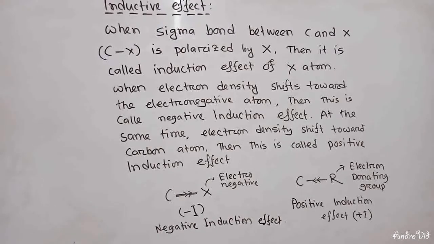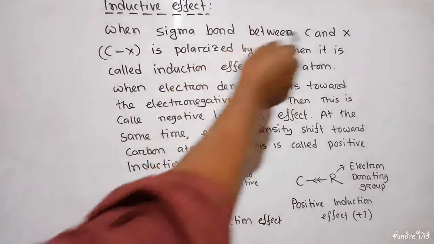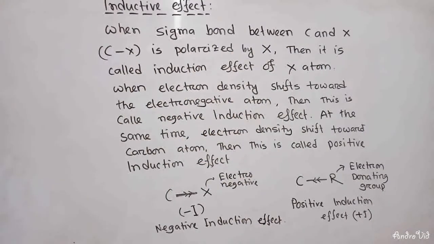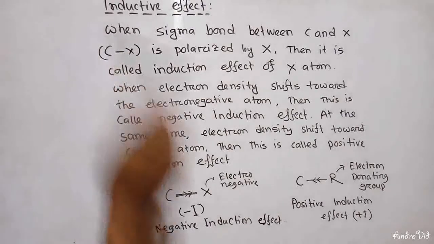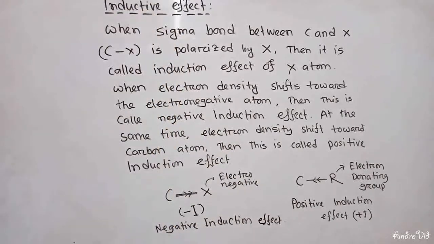So dear student, now the induction effect. When the sigma bond between carbon and a halogen, or X, which can be a halogen or any electronegative element, is polarized by X, then it is called the induction effect of the X atom. The point to be noted here is that the induction effect is completely related with the sigma bond, not with the pi bond.